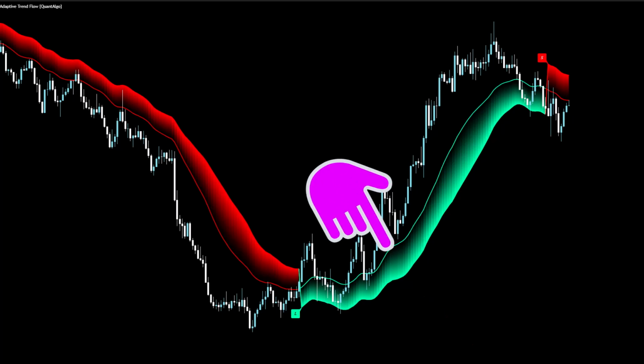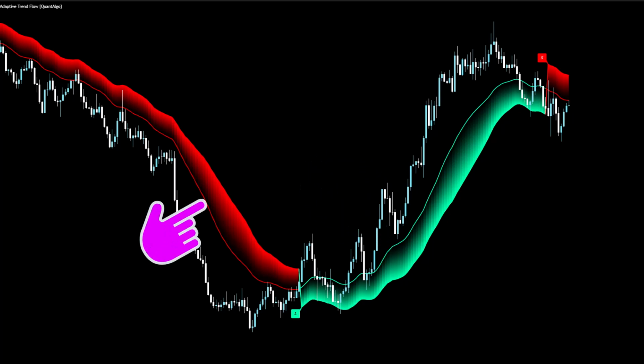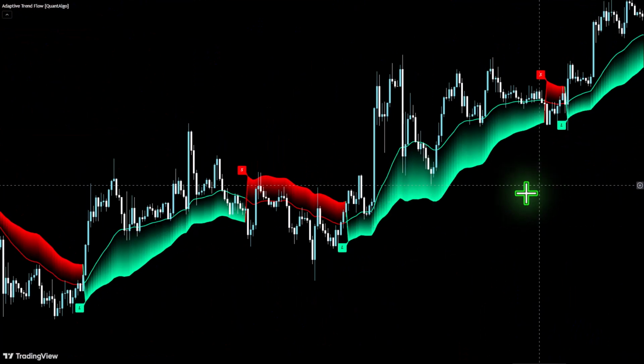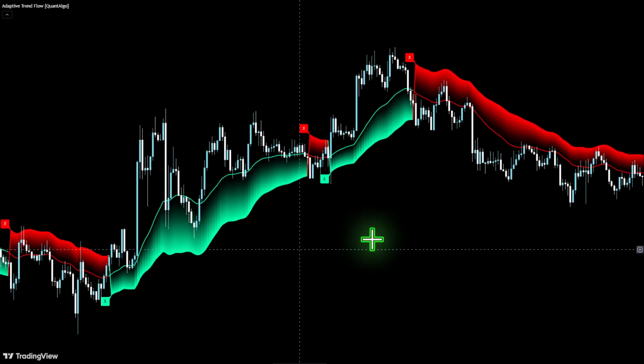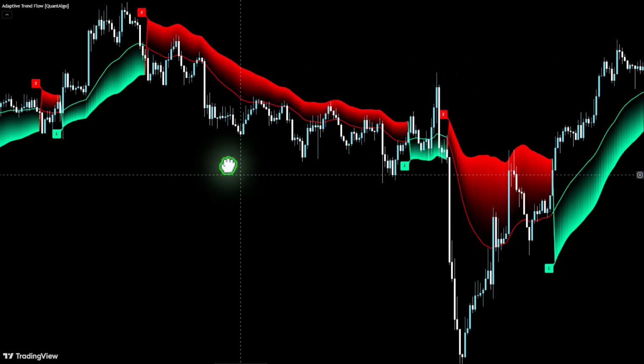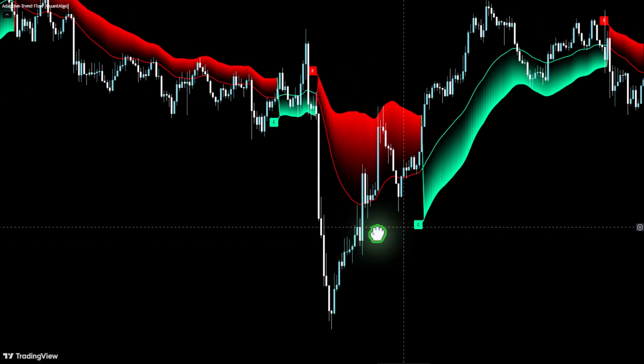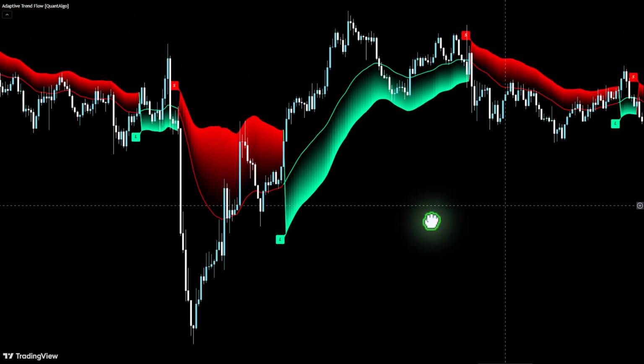When the fast EMA crosses above the slow EMA, it suggests a bullish trend, and when it crosses below it, this signals a bearish trend. So simple, right? Now here's where things get more advanced. Most indicators treat all market conditions the same, but the Adaptive Trend Flow adjusts to volatility. It uses volatility-adjusted bands to make sure signals are more reliable.